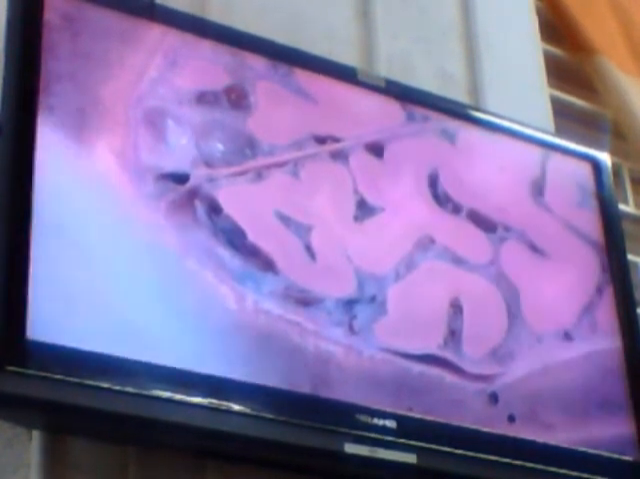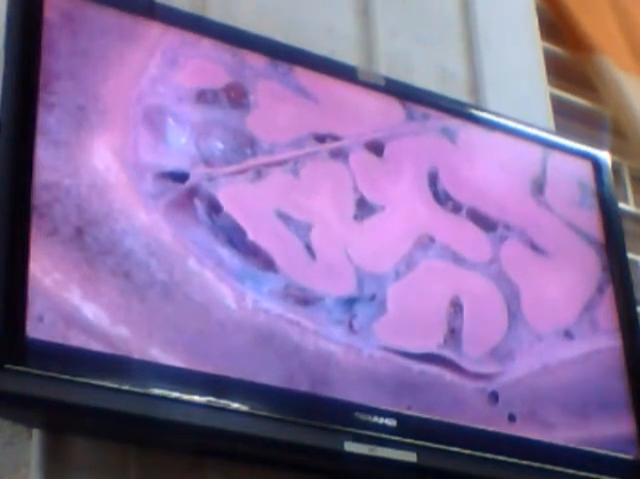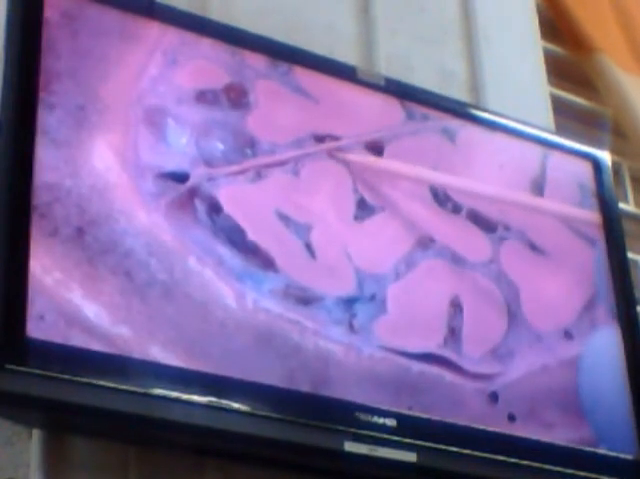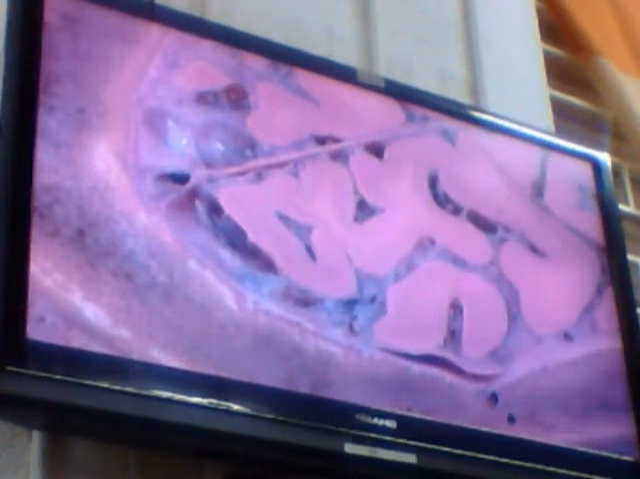Alright. Okay, so we go from the subarachnoid space and we get to the pia. And the pia, as you know, covers faithfully every little nook and cranny that there is there. Alright, now what is this in the middle here?